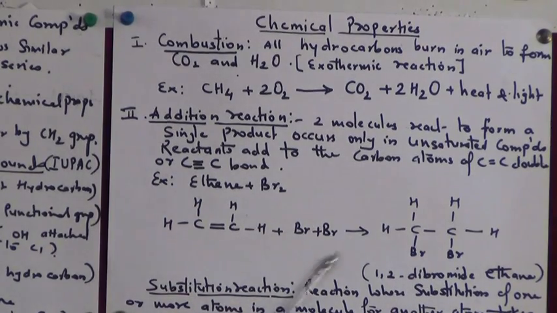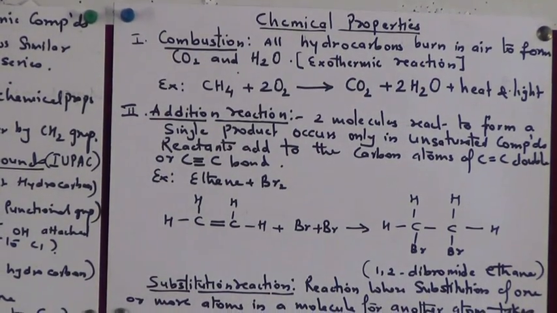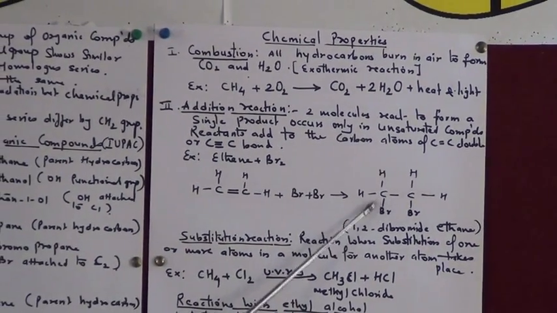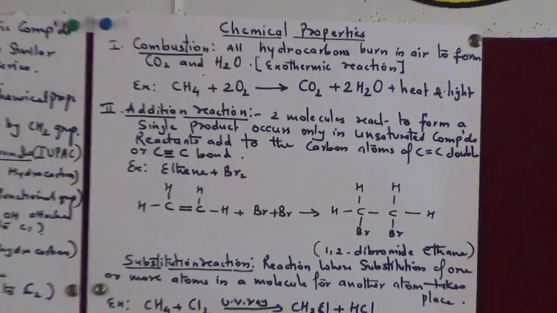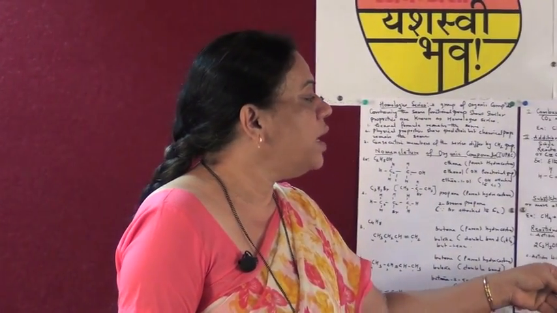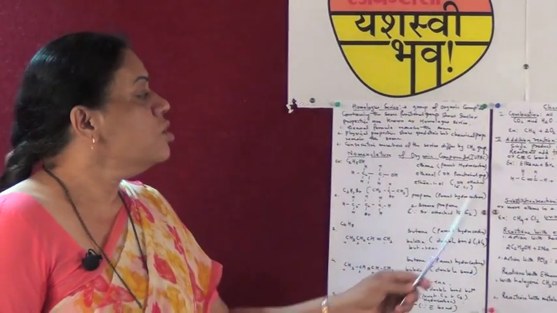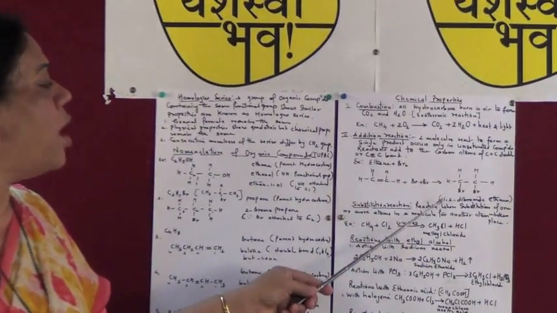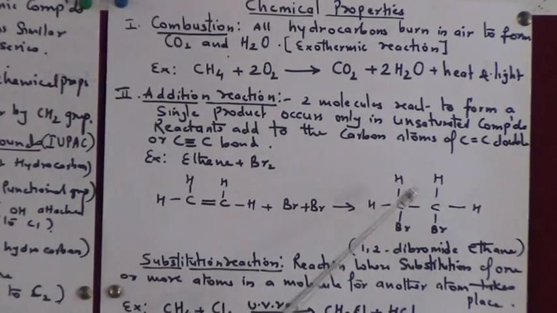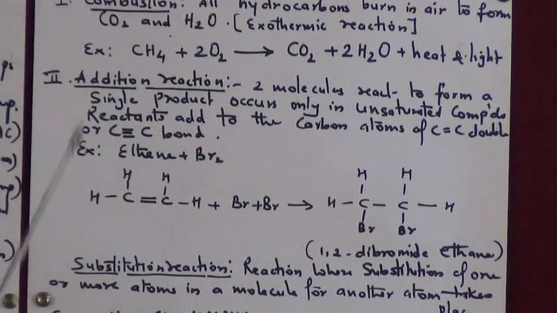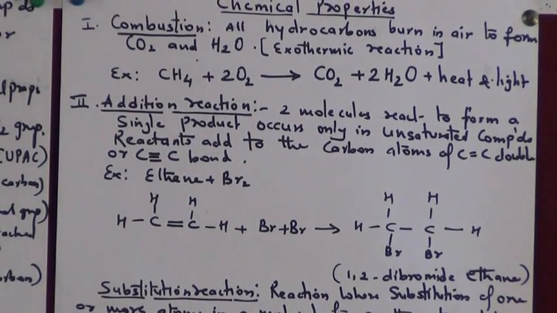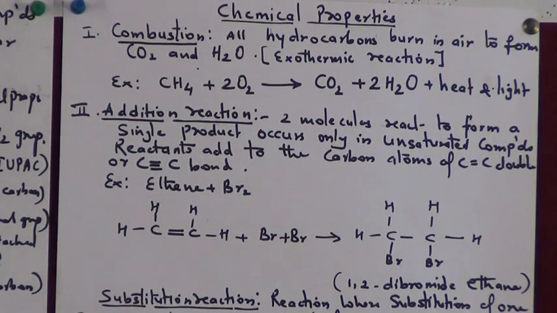We know that the outermost shell of bromine has 7 electrons, and hence it requires 1 electron to attain stability. That 1 electron it will share with the carbon atom. As a result, both carbon and bromine will become stable, and hence this double bond gets converted into a single bond. So we get a new compound, that is 1,2-dibromoethane. So we see here that a double bond is getting converted into a single bond. That means the unsaturated compound gets converted into a saturated compound in the process of addition reaction.